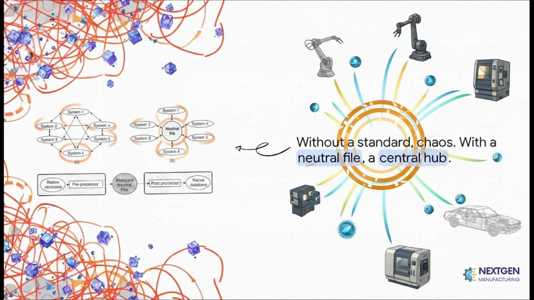This diagram just nails the issue. On the left, that chaotic web is what happens when there's no standard. It's a total mess. Every program needs a unique, custom translator to talk to every other program. But check out the right side. That's the elegant solution, a neutral file format. It acts as a central hub, a universal translator. Now each program only has to know how to speak to the hub, not to everyone else.